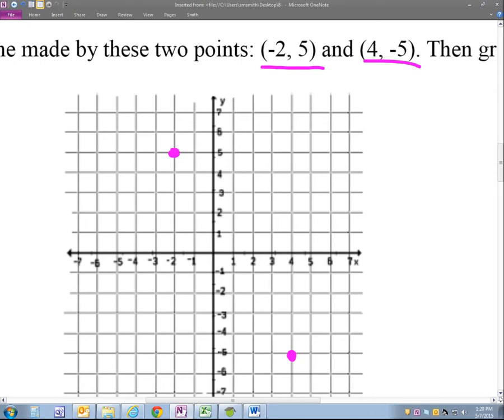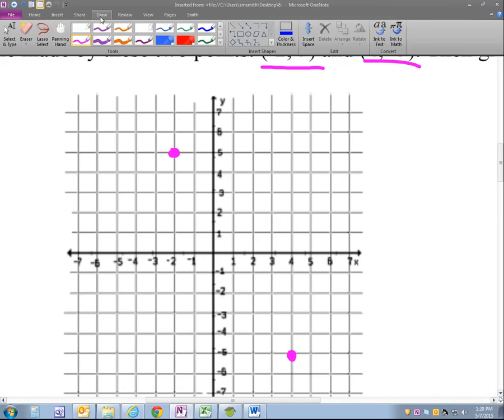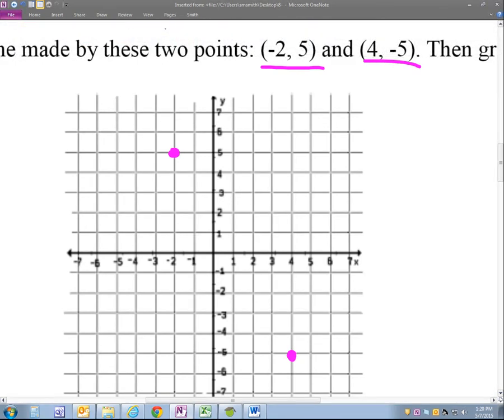Then I'm going to take my school-issued straight edge, my ID that I'm wearing right now, and draw a line through these points. I'm going to change the color and the thickness. There and there.